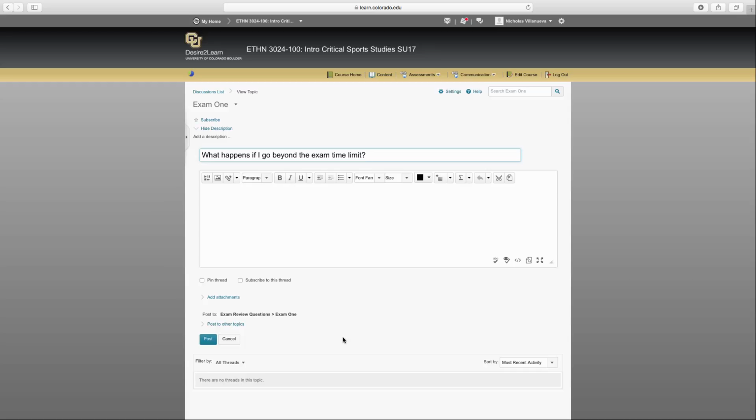It's not a point per minute, but once you hit 70, 75, 80, they're going to be 5-point penalties. So if you go beyond 80 minutes, that will take you to a 15-point penalty. So make sure that you do the exam in the time that is provided. But again, there will be a little bit of a grace period window for you. So hopefully this answers your questions.